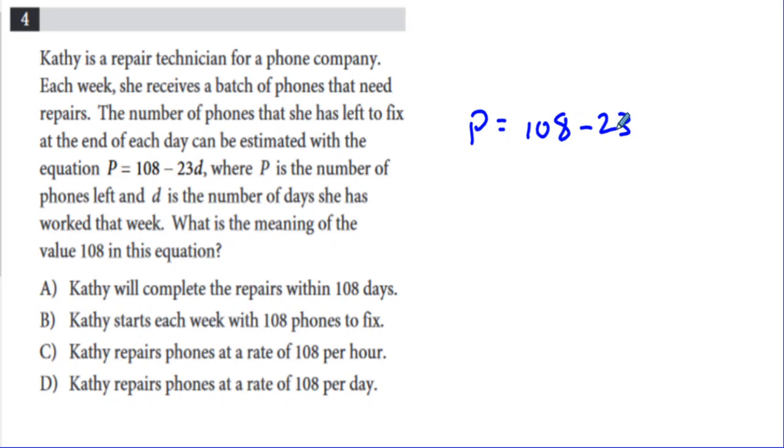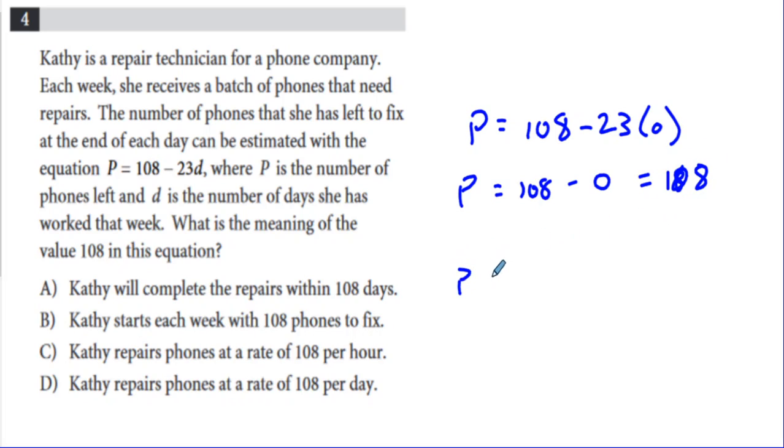If I take a look at this problem and say 0 days have passed, if I plug in a 0 for D, I'm saying she just started the week, no days have passed. It looks like it's going to be 108 minus 0, which is 108. And P represents the number of phones left. So on 0 days, before she started, it looks like she has 108 phones to fix.